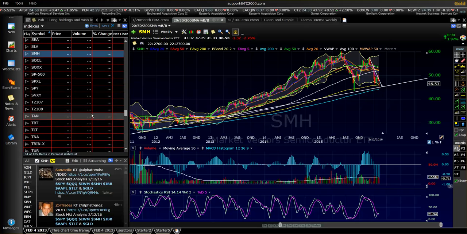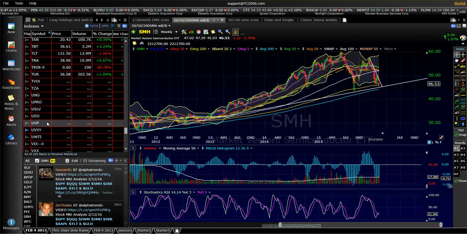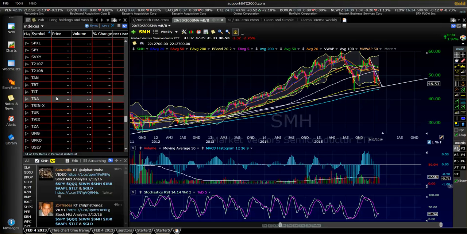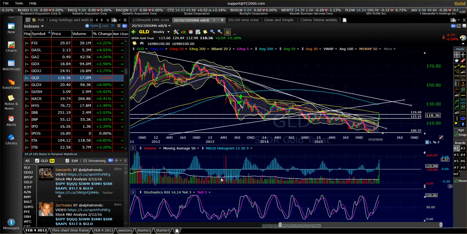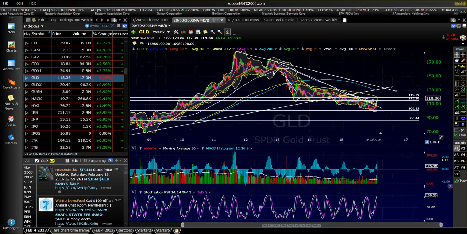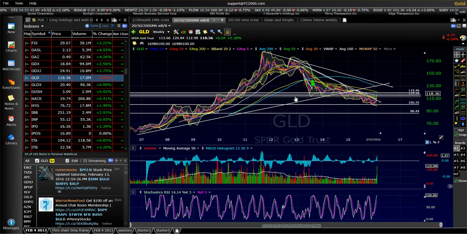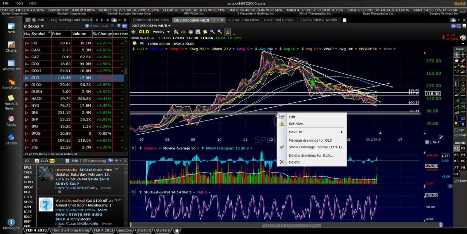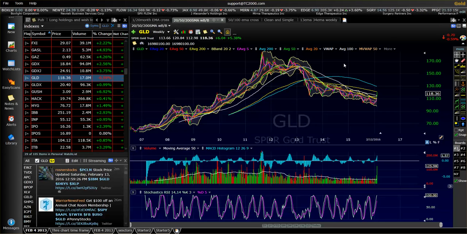Now, let's take a look at one other thing. Let's look at commodities. Let's look at gold. Now here's an example where gold was in a long-term uptrend and broke through. Let me clear up some of this stuff actually. Let me clear up all these.